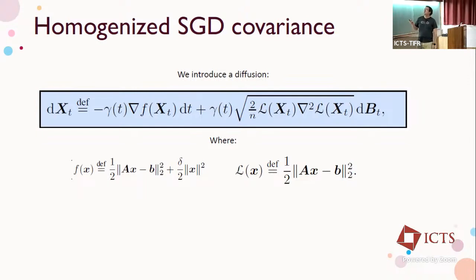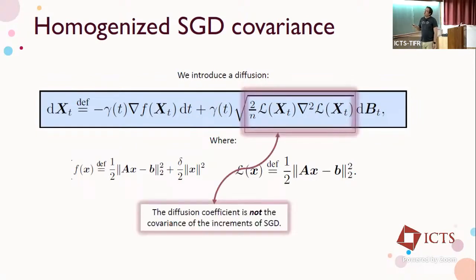This is the part which is maybe a little bit unexpected. So this is the diffusion coefficient. L here is just part of the loss. It's just the part involving the matrix. This Hessian right here is just a matrix A transpose A. So it's just a fixed matrix. I'll say more about this, but this is not the actual covariance of the increments of SGD. So I'll give you a comparison right now. I do want to say something else about this L, maybe I'll say that in just a second.